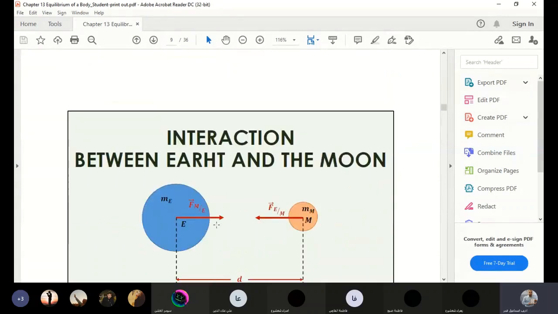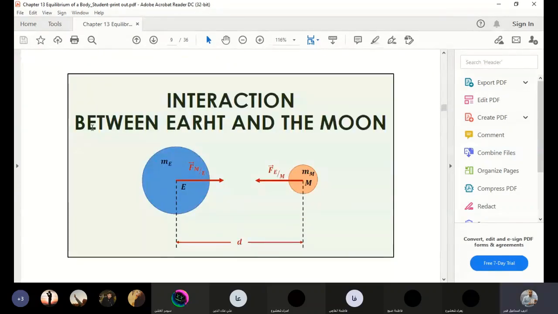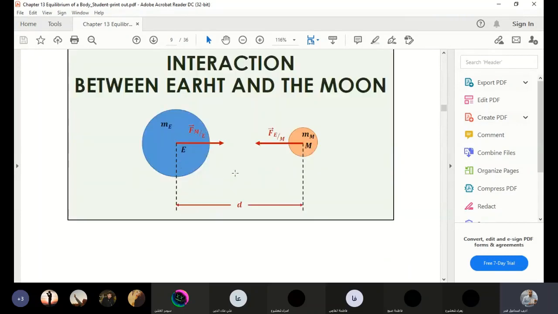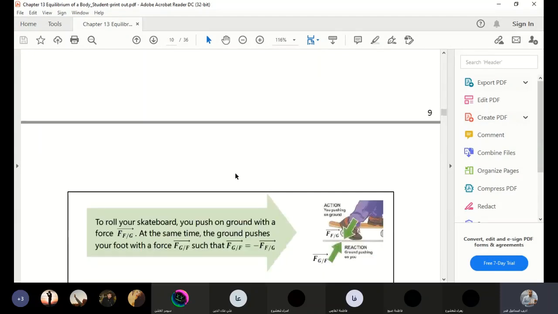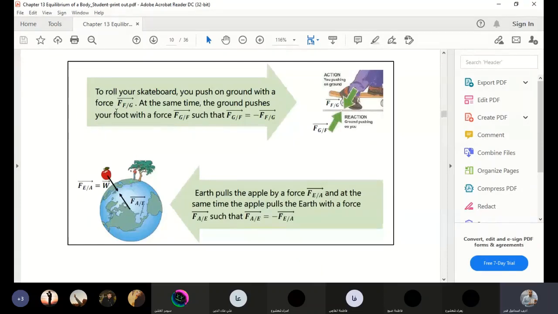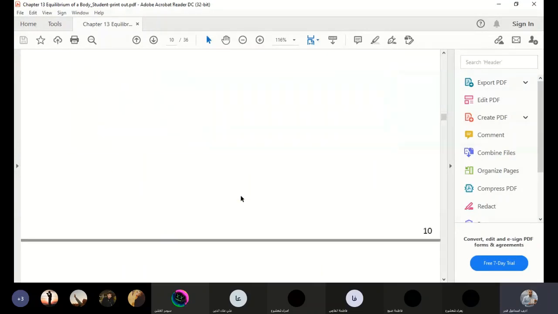Another example is the interaction between Earth and Moon, which is interaction at a distance. The Earth exerts on the Moon a force F E on M, on the center of gravity of the Moon, the same as the Moon exerts on Earth a force on the center of gravity of the Earth, F M on E. These two forces have the same line of action, same magnitude, opposite direction. This is interaction. Here too we have examples of interaction, I won't talk about them, we already went through them.